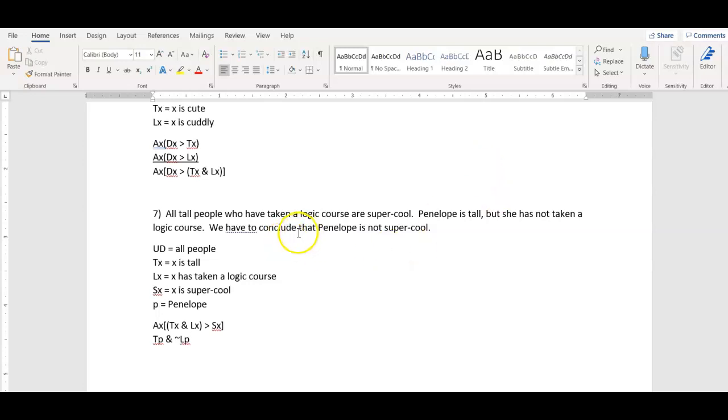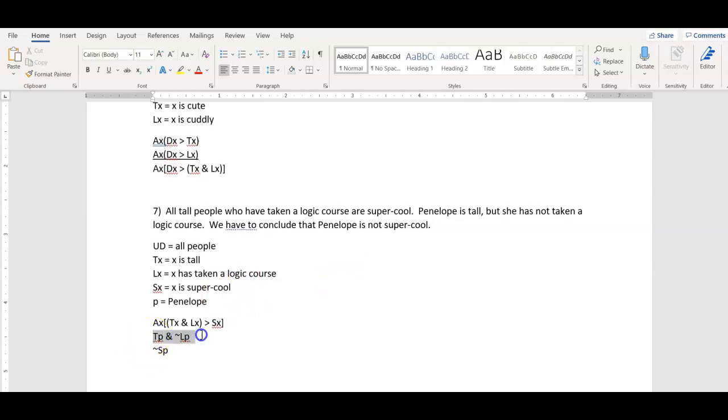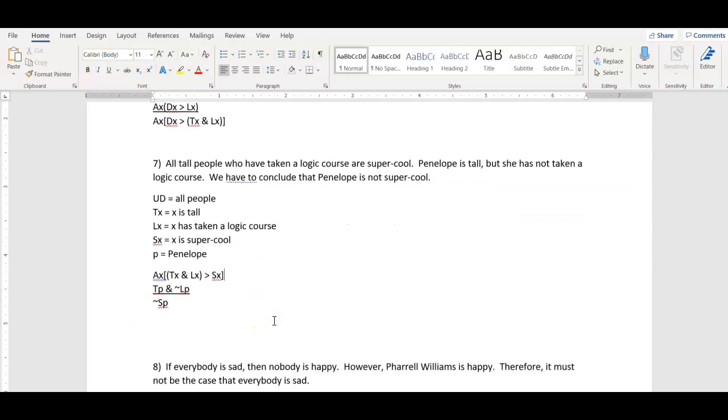So we have to conclude, that's the conclusion indicator, Penelope is not super cool. So it's not the case that Penelope is super cool. And again, we want to distinguish or differentiate the premises from the conclusion in some way to make it clear. And that's it for number 7.